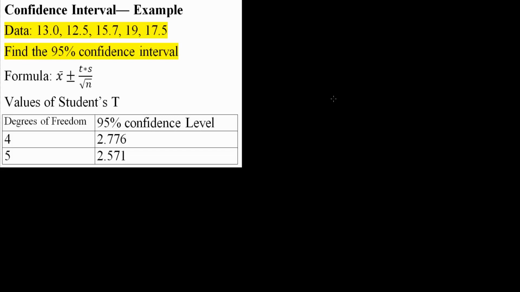In this video, we will find the 95% confidence interval using the TI-Nspire CX CAS. So this is our data set: 13, 12.5, 15.7, 19, and 17.5. Now I will use a TI-Nspire CX CAS to find the 95% confidence interval.